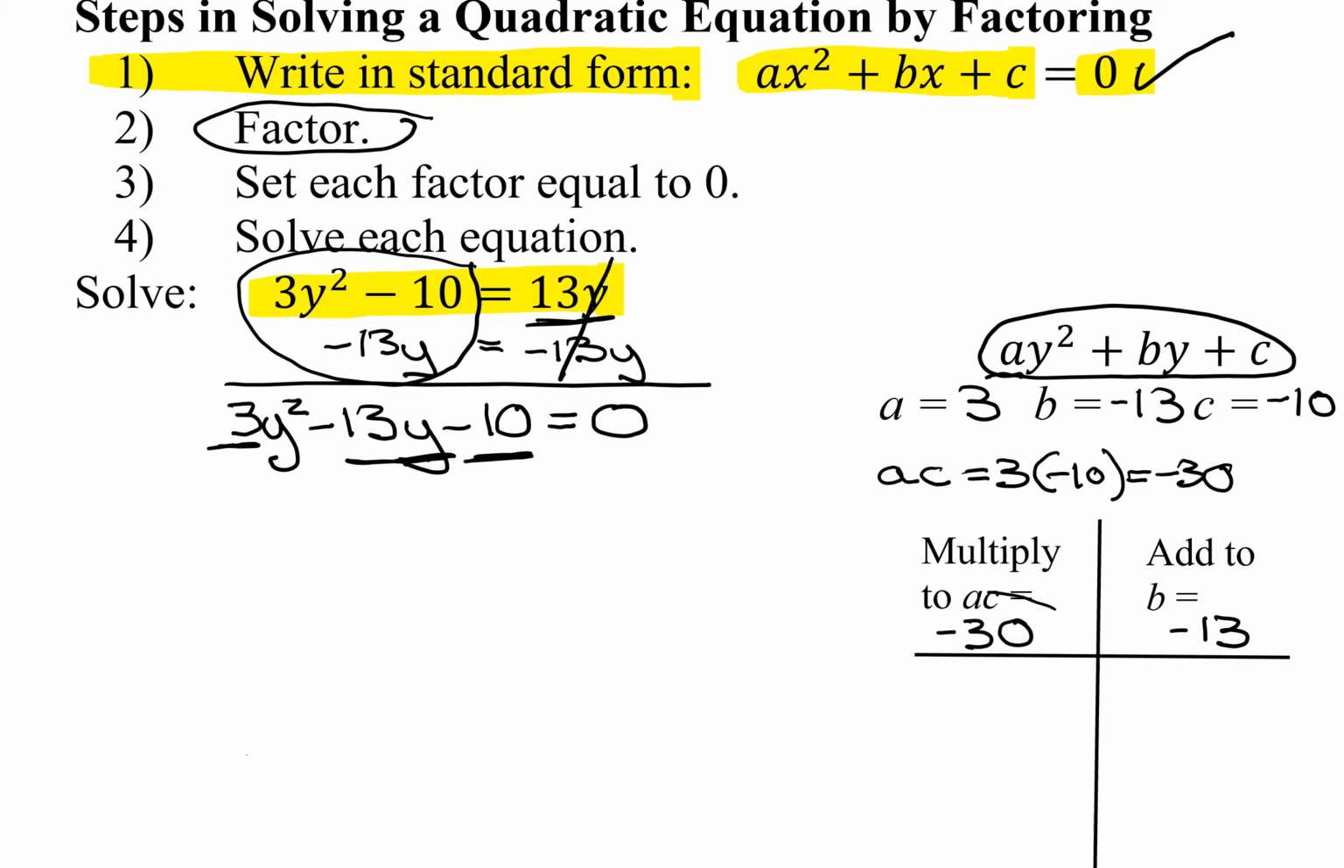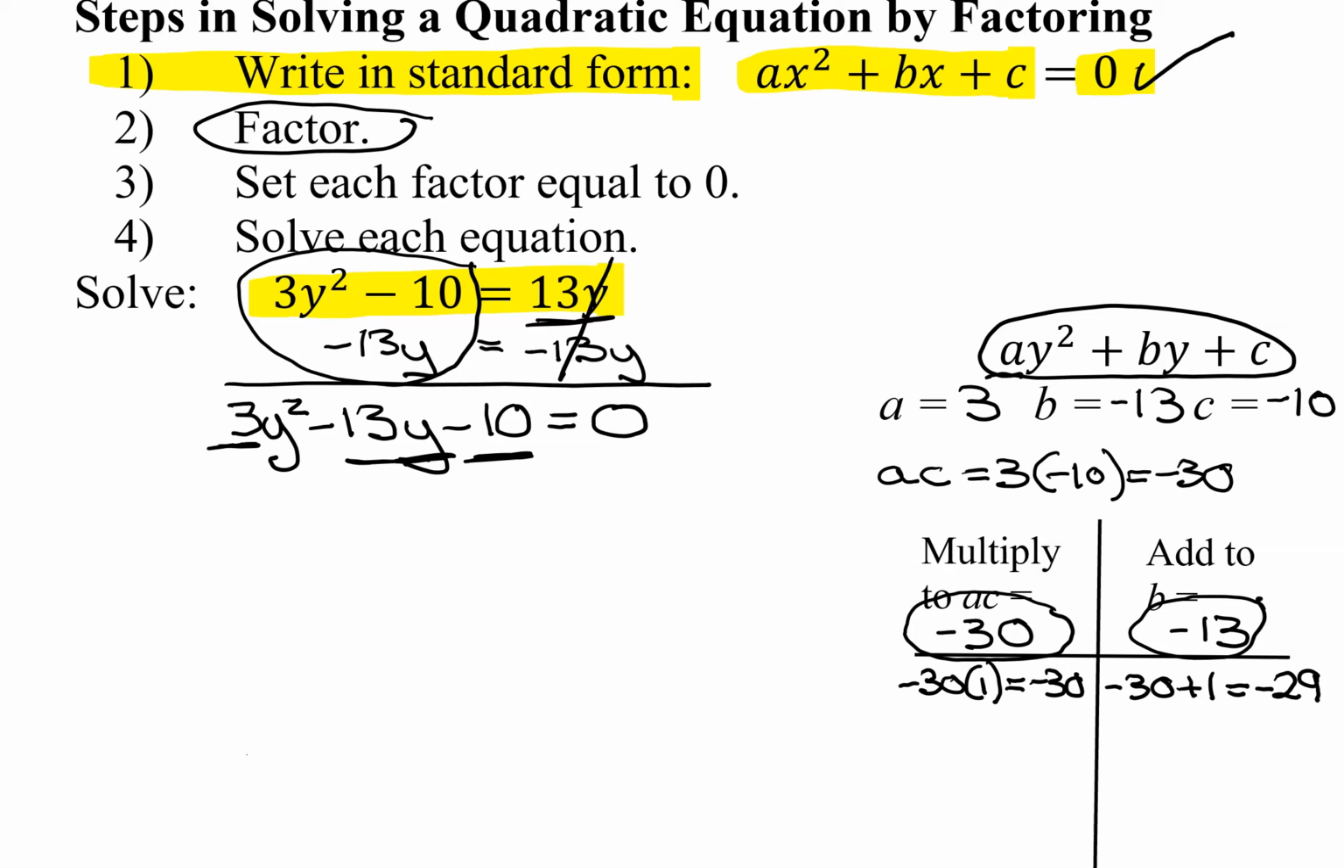So I'm looking for 2 numbers that multiply to a negative. That means they're opposite in sign. And since they add to a negative, it means the bigger one has to be the negative. So let's do this systematically. I'm going to start with negative 30 times 1 is negative 30. And then I take negative 30 plus 1. Those add to negative 29.